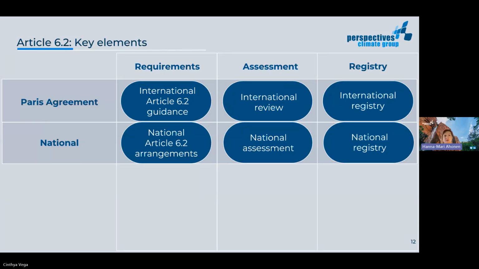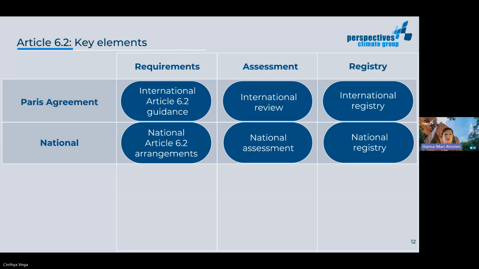We're looking at some key elements for Article 6.2, and there are different levels at which these internationally transferred mitigation outcomes operate. At the Paris Agreement's level, there are general requirements that Cynthia just mentioned, and international guidance on how this has to be done. Then there are international reviews at the international level that check whether this guidance is followed. And there is an international registry that countries can use in case they don't have a national registry. But the main operationalization of Article 6 happens at the national level. So the details on how this international guidance is implemented are in national arrangements, national laws, national frameworks. And each country has their own national arrangements.